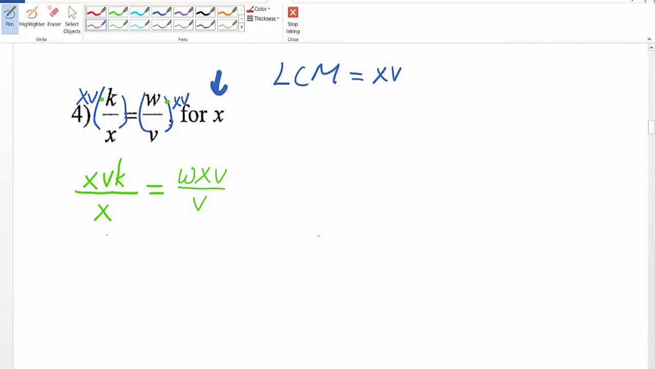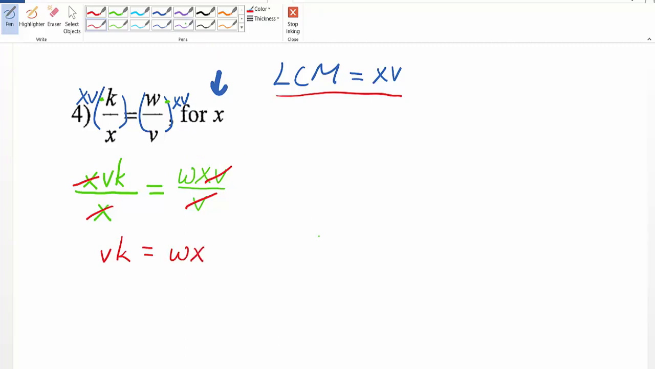Now we can go ahead and simplify. Well, we notice that on the left side of the equation, our x's end up canceling out with one another. That's a good thing. Something should cancel like that. That's the point of the whole LCM and clearing fractions. Leaving us just with our vk. On the right side, we notice our v's end up canceling. One's on top and one's on bottom, leaving us just our w and x.